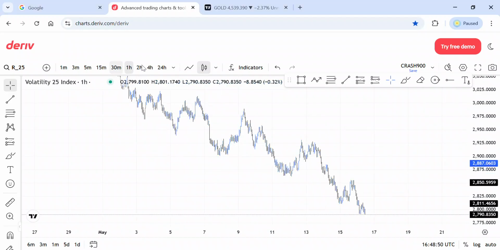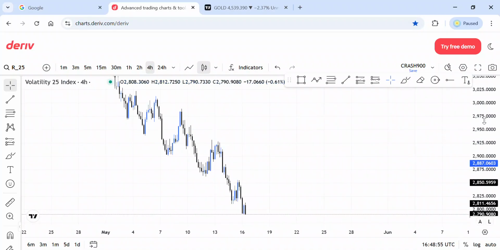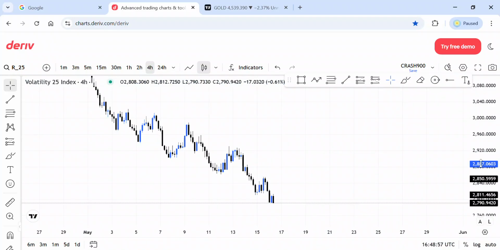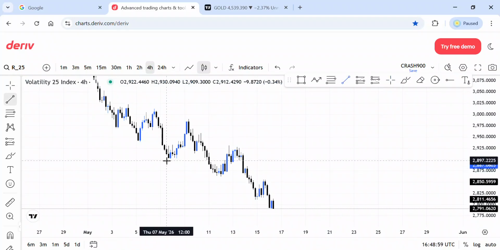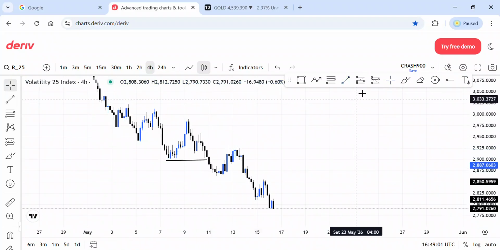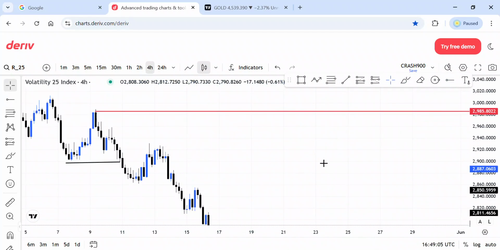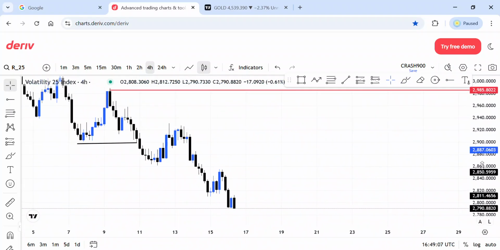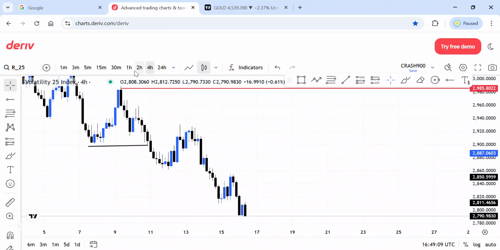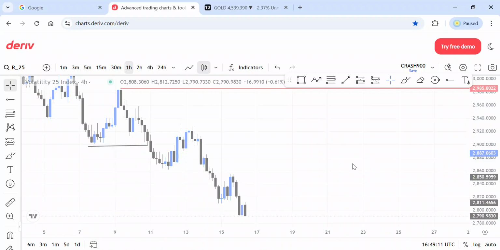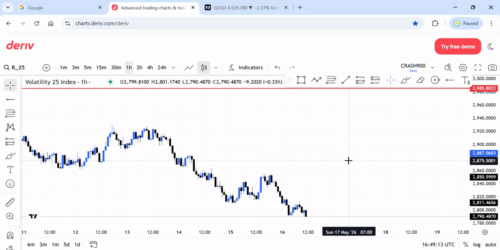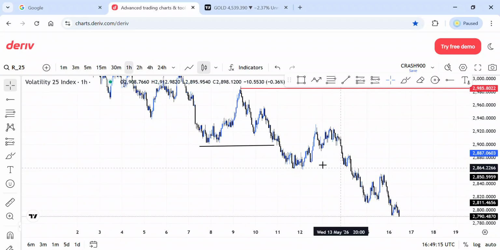So on this Volatility 25, first thing first, my 4 hours time frame. All right, so this was the 4 hours time frame. I had a breakout here, then I had my high right here. All right. So then I was waiting for price to give me some kind of confirmation entry to execute that trade. So I go to my 1 hour time frame.